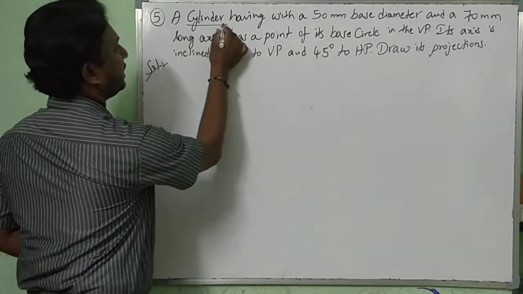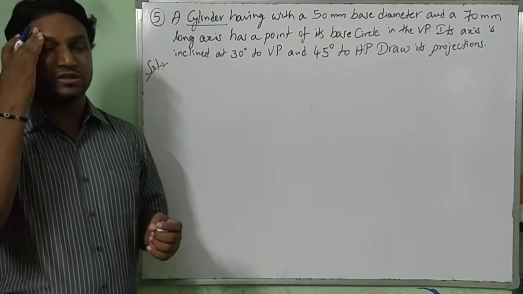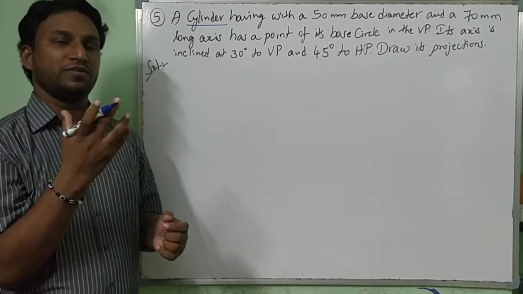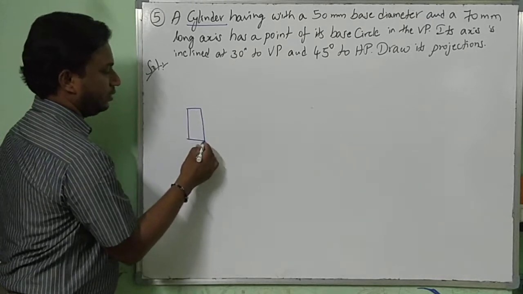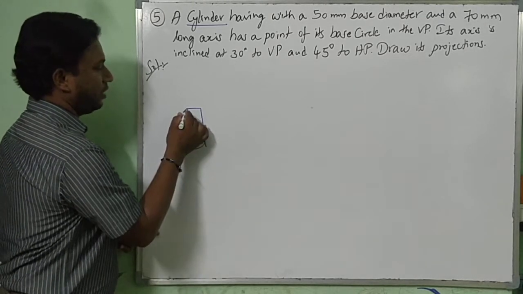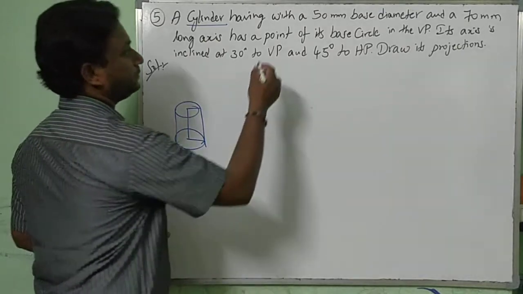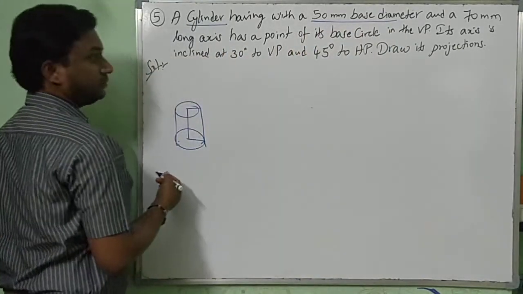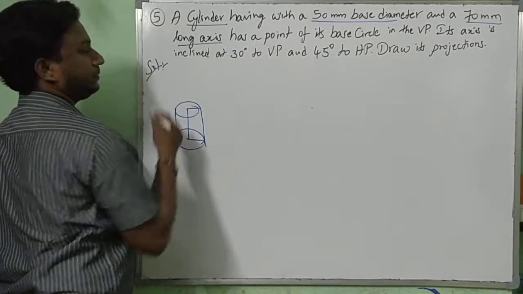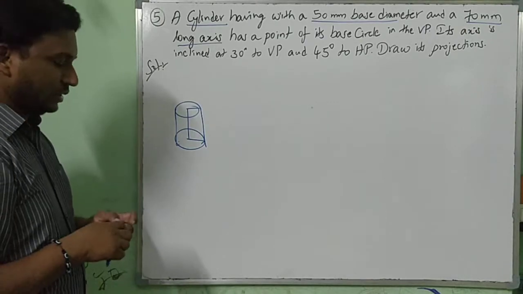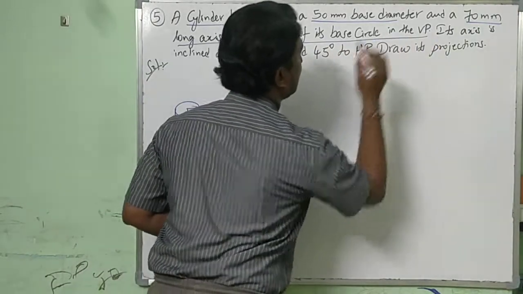Given a cylinder. A cylinder is a kind of solid of revolution, where a rectangle rotated at 360 degrees forms a cylinder having 50 mm base diameter and 70 mm long axis height. Those are the dimensions. Coming to its location, it has a point of its base circle in the VP.